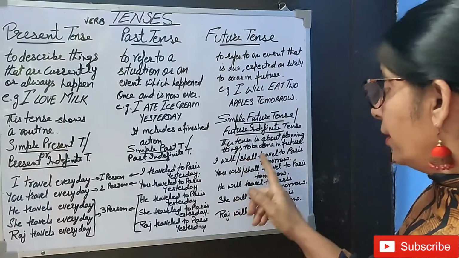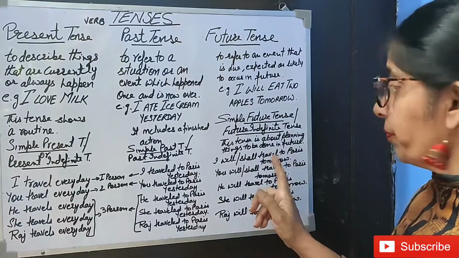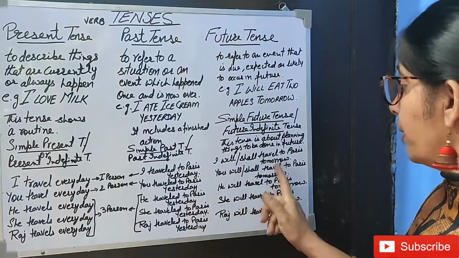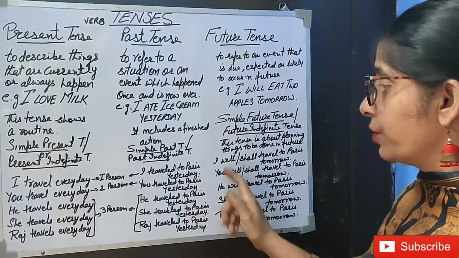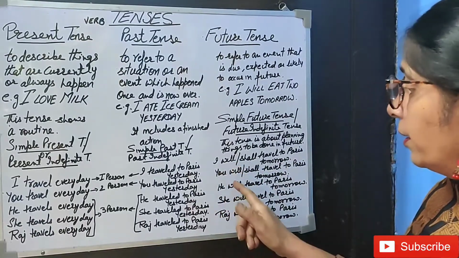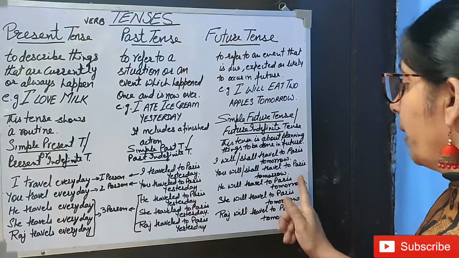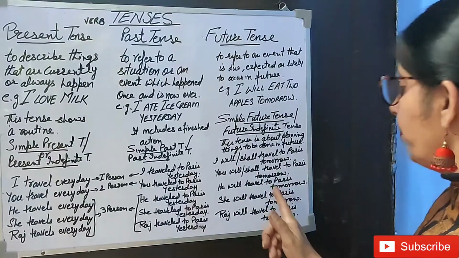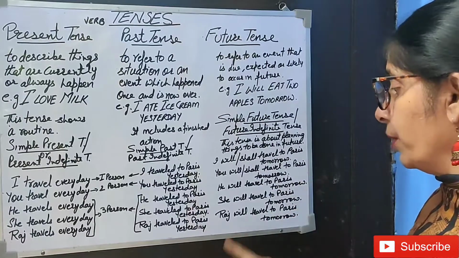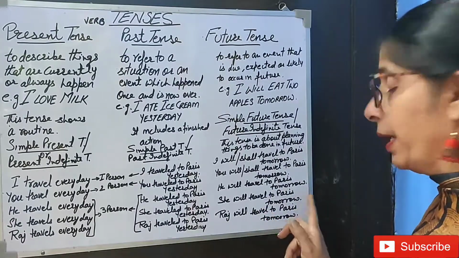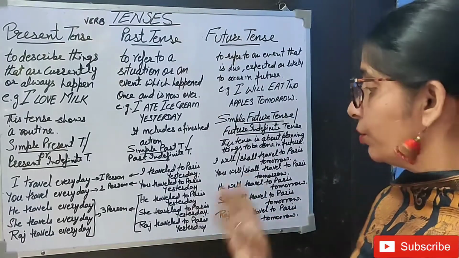I will travel to Paris tomorrow. You will travel to Paris tomorrow. No change. First person, second person, third person. He will travel to Paris tomorrow. She will travel to Paris tomorrow. Raj will travel to Paris tomorrow. So again there is no change.